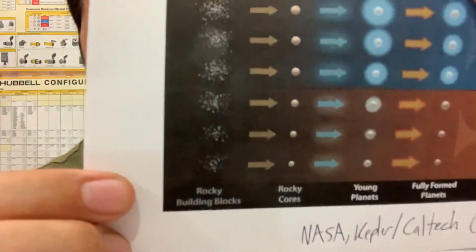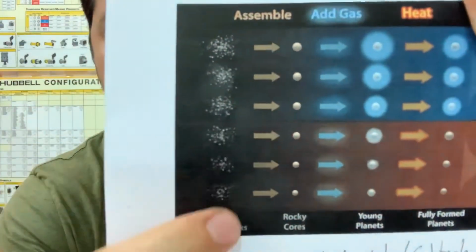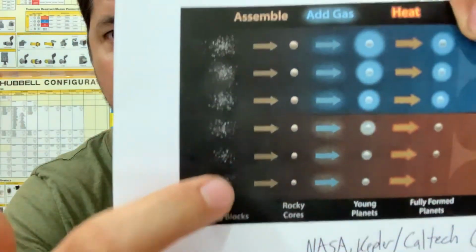Rocky building blocks. Let's start with the very beginning. Rocky building blocks, where things are really small. Cobblestone-sized objects, pebbles, gas and dust. And I have here, how do you make rocks and minerals? Heat and pressure. All geology students know this. I learned this when I was going to University of Maryland when I took geology. It takes heat and pressure to form rocks and minerals. That's how diamonds are formed. That's how all rocks are formed.